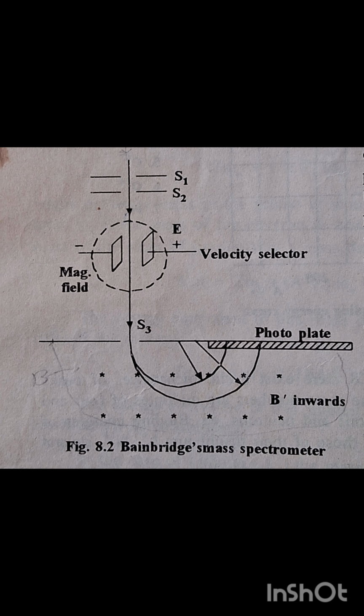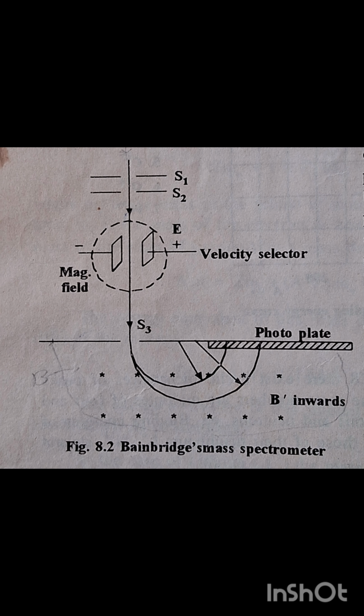The velocity selector consists of uniform electric and magnetic fields at right angles to each other and to the direction of the beam. Let capital E and capital B be the electric and magnetic field strengths and e be the charge of each ion. The force exerted by the electric field equals capital E into small e, and the force exerted by the magnetic field equals capital B into e into v, where v is the velocity of the beam.